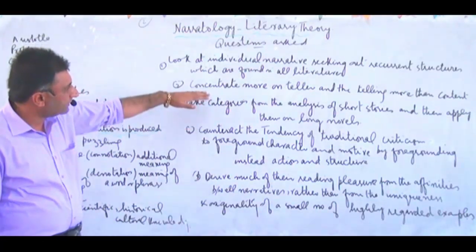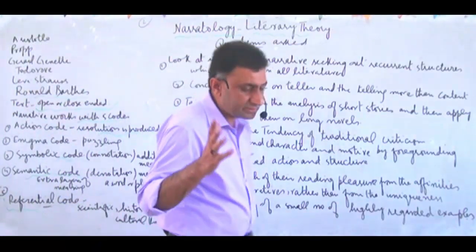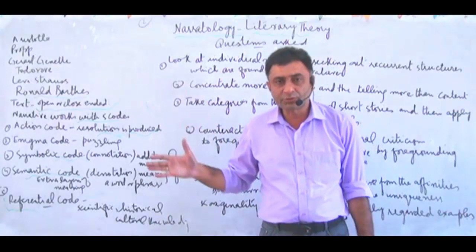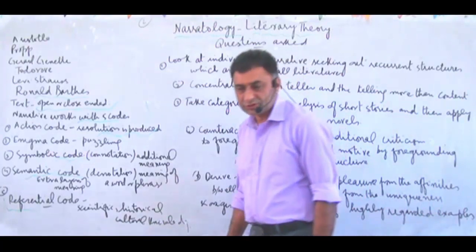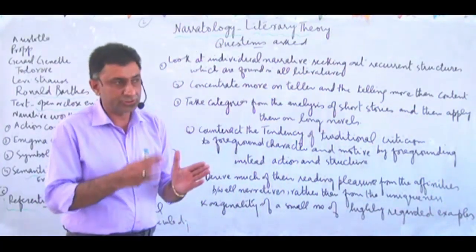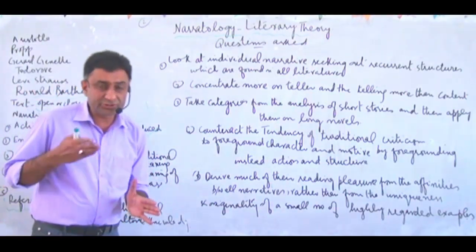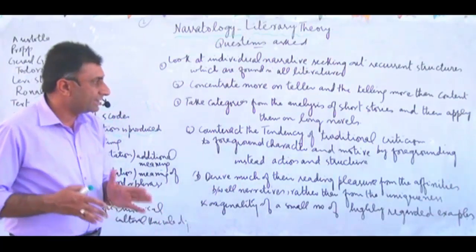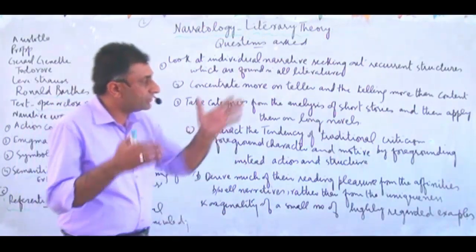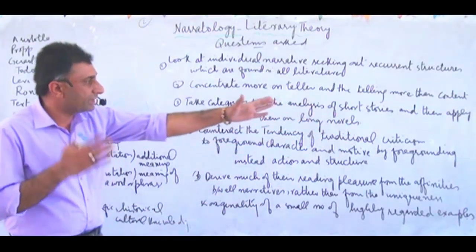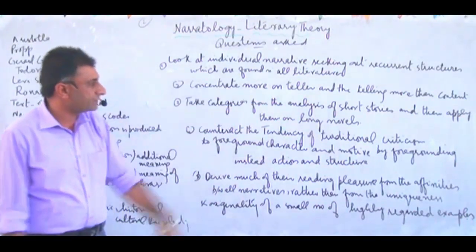Then the second thing is that they concentrate more on teller and telling than the content. Content means what are the meanings, message, ideology, what it wants to say, that's called content. And as far as the teller and the telling are concerned, teller means who is the storyteller who is going to narrate the story, and telling means how he is going to tell. These people mostly concentrate upon teller and the telling and not upon the content. Content is always there because teller and telling are leading towards content. Content is very important. Without content, this is nothing. But they don't concentrate too much on content. They mostly concentrate upon teller and the telling.